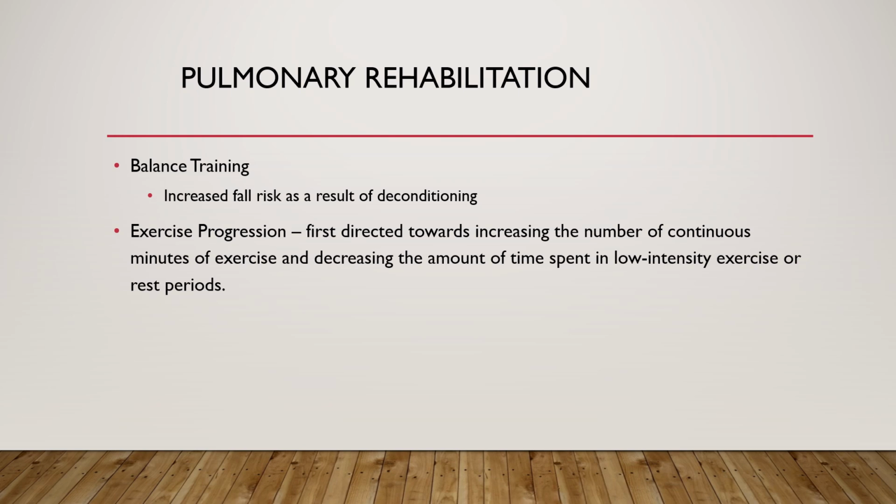Our exercise progression should always first be directed towards increasing the number of continuous minutes of exercise and decreasing the amount of time spent in low intensity exercise or rest periods. And so we're not so much worried about making that 20 minutes with 10 breaks into 60 minutes with 10 breaks, but can we make that 20 minutes more of 20 minutes continuous activity and decrease rest breaks, so that way we're increasing that overall aerobic endurance.